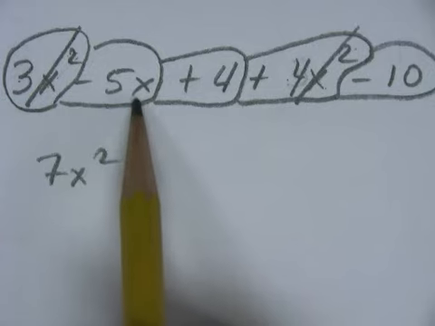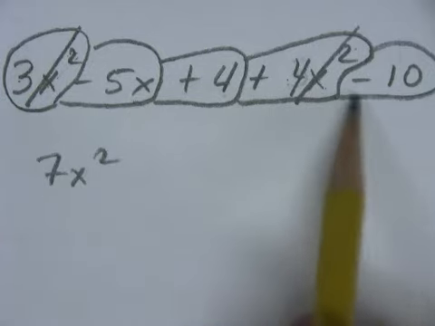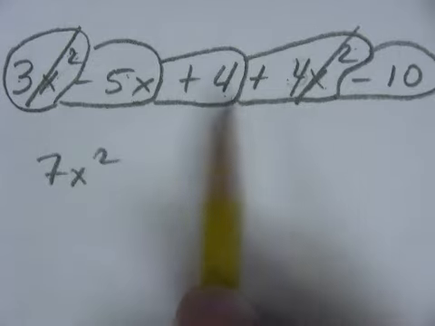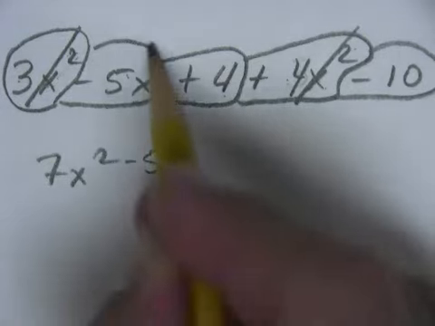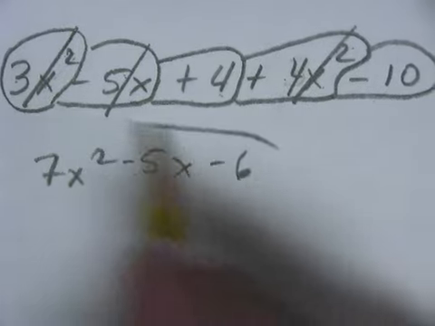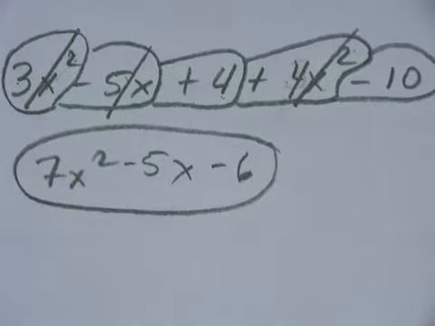The next one is the next term that has an x. Since these two do not have an x, I don't have to worry about them yet. I'll do this one next. So negative 5x. And then put these two together. There it is.